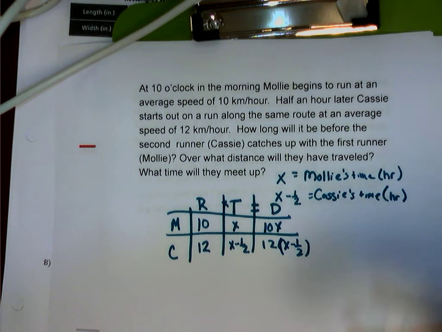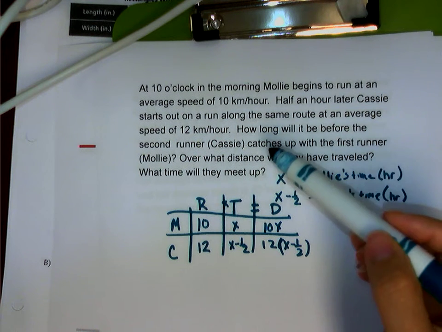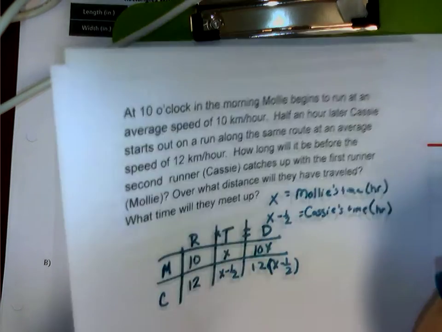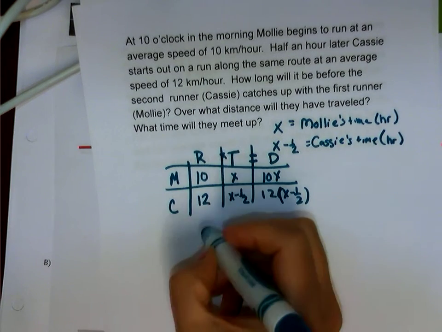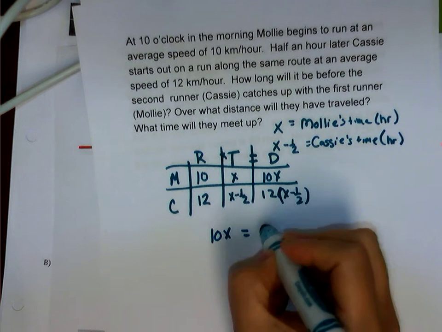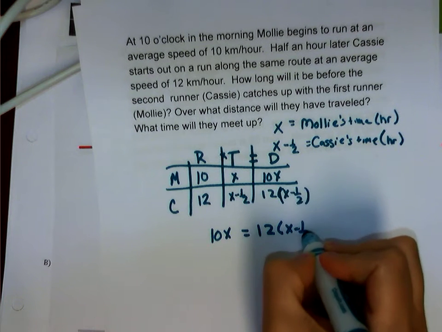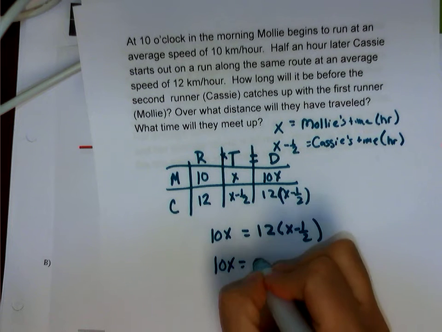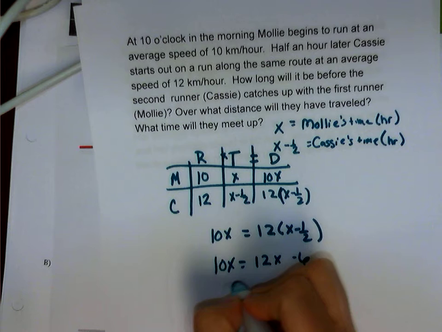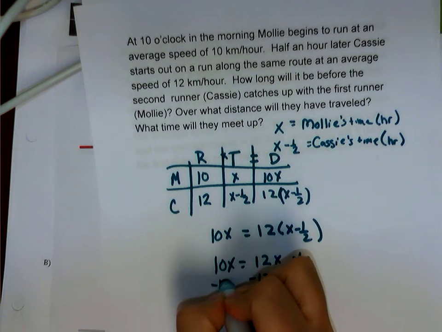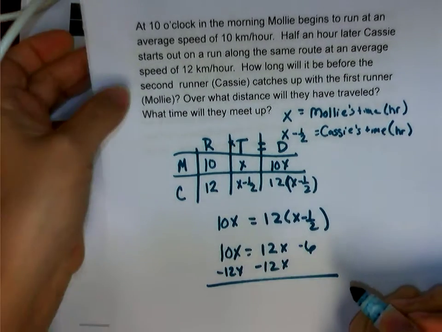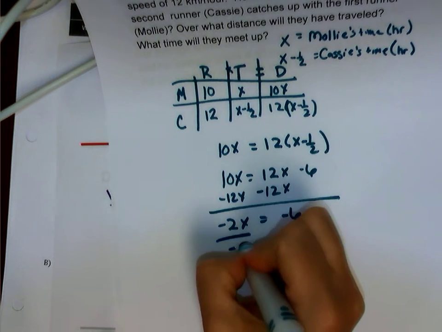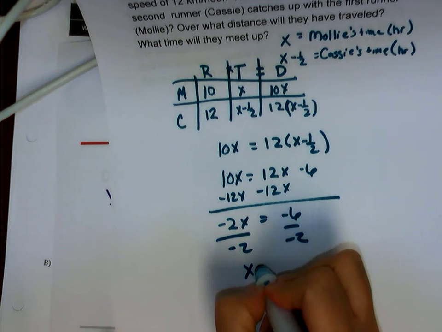What do we know about their distances now? And because we are looking at when Cassie catches up with Mollie, their distances are going to be equal. So I can then write an equation that shows their distances are equal to one another. I can distribute, combine like terms, and solve. And I get X to be 3.